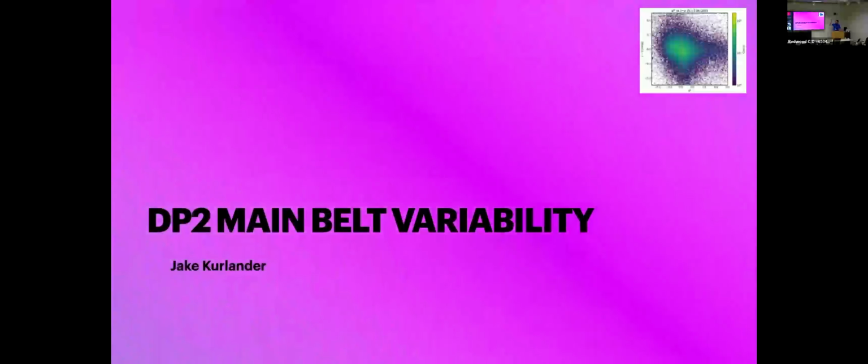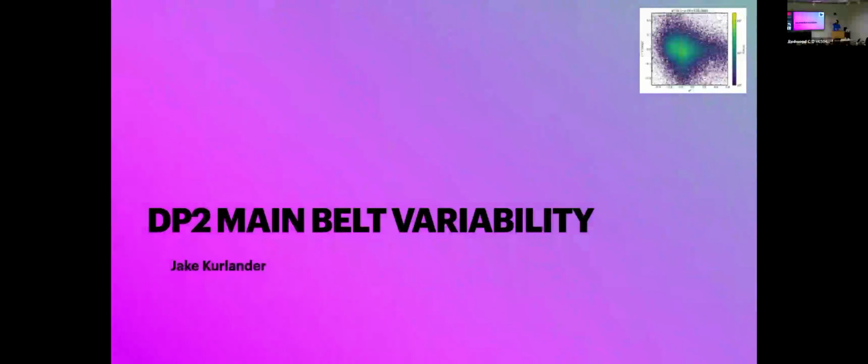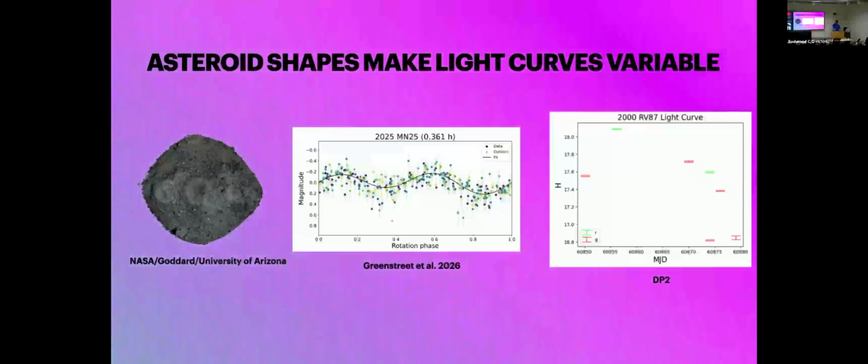Quick show of hands. Who cares about asteroid colors in the room? Okay, great. Who cares about asteroid shapes in the room? Okay. So hopefully this doesn't need too much justification, but asteroids have shapes. On the left is an asteroid we have a lot of data about. We know what its shape is. In the middle is a Rubin First Look asteroid, a super fast rotator that Green Street showed was a very interesting object, and we get shape constraints out of that.